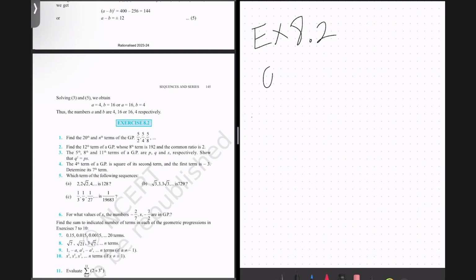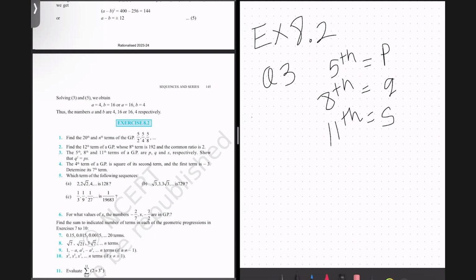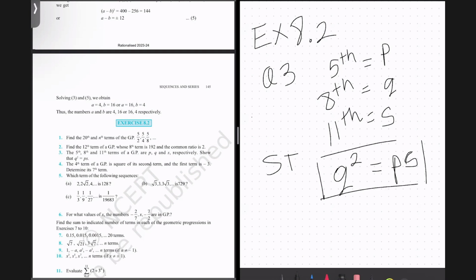For question number 3, you have the 5th term of the GP described to you as P, the 8th term given to you as Q, and the 11th term given to you as S. You need to show that Q square is equal to P into S. How are we going to do that?